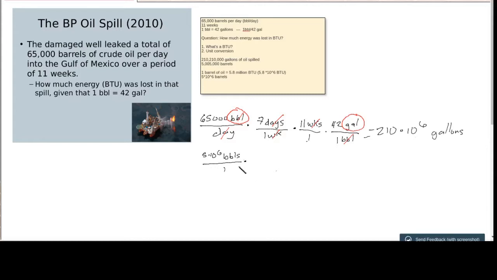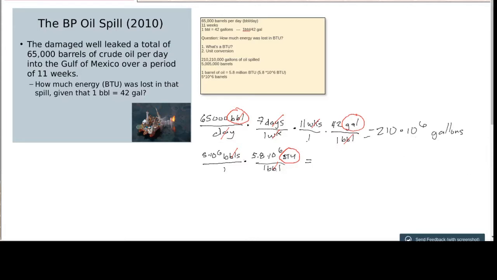So there's 5 million barrels, and the conversion to BTU is 5.8 million BTU per barrel. So I'm going to put the BTU on the top, 5.8 times 10 to the 6th BTU in 1 barrel. And I know that I've done my conversion right because the barrels and the barrels cancel out, and the unit that's left is the one I wanted, which is the number of BTU. So if I multiply those two numbers together, I will get the number of BTU that were lost.